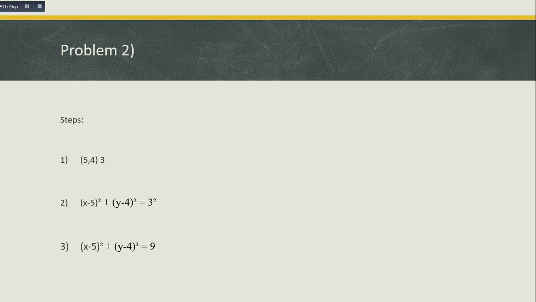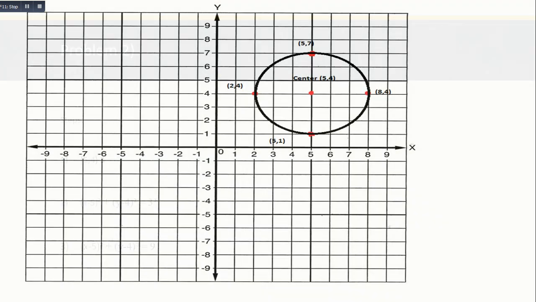In this example, you go up 3 places from your center, from 5, 4 to 5, 7, 3 places to the right to 8, 4, 3 places down to 5, 1, and 3 places to the left to 2, 4.